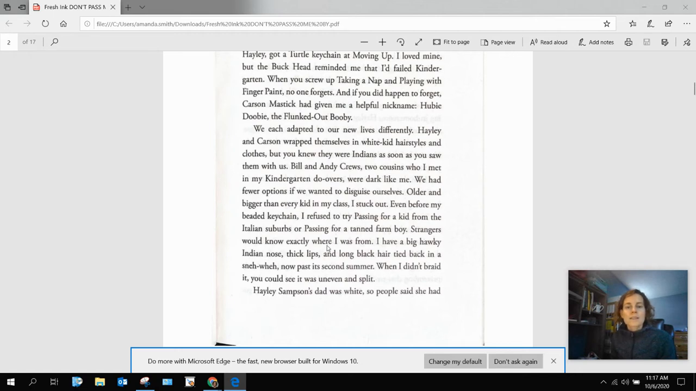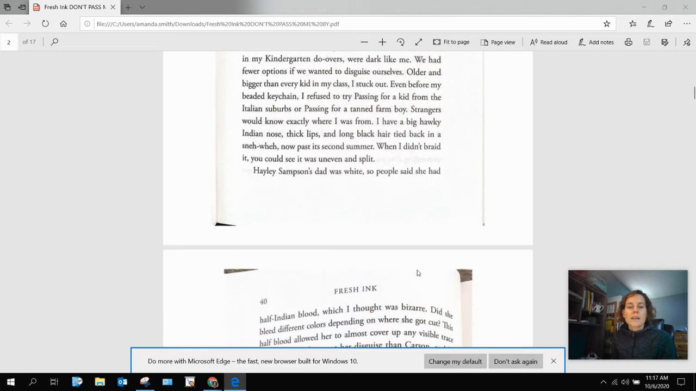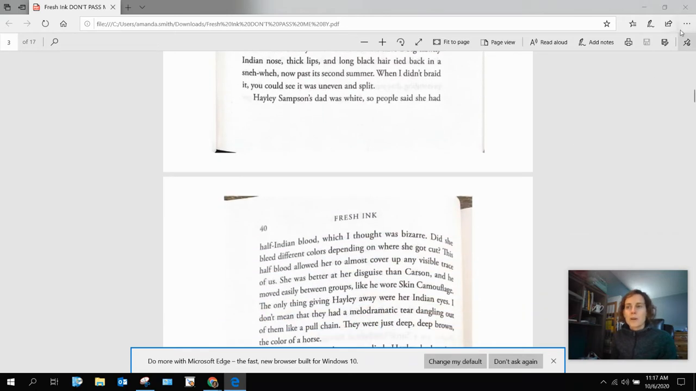Strangers would know exactly where I was from. I have a big hockey Indian nose, thick lips, and long black hair tied back in a sneway. I don't know if I say that right. Now past its second summer. So past its second summer, that means he's had it for 2 years. When I didn't braid it, you could see it was uneven and split. Haley Sampson's dad was white, so people said she had half Indian blood.